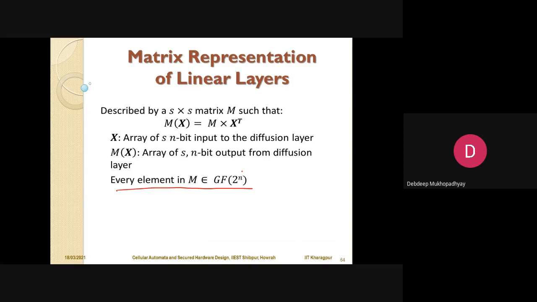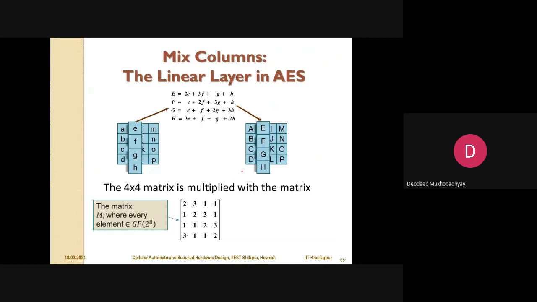These matrix elements are often implemented in the Galois field, say GF(2^n). Just to give you an example, if you look into AES, the diffusion layer is implemented by a transformation called MixColumns. You take the AES state, which is 128 bits organized as 4 columns where each column element is a byte, and you multiply one of these columns with this matrix.